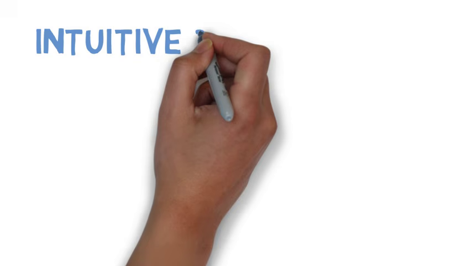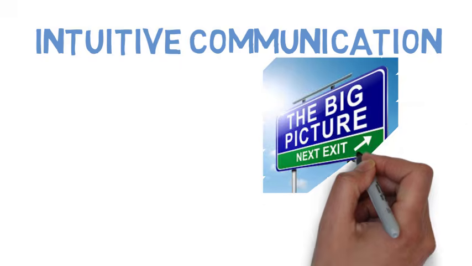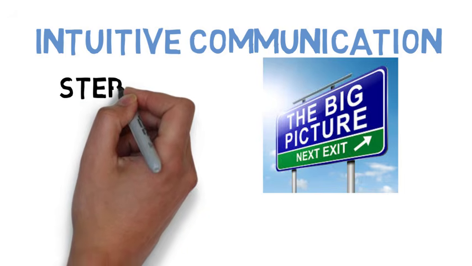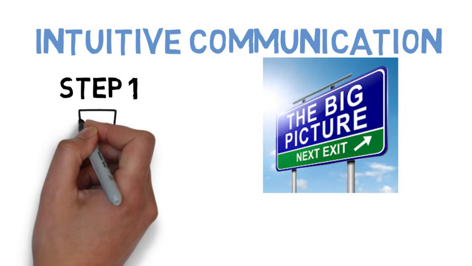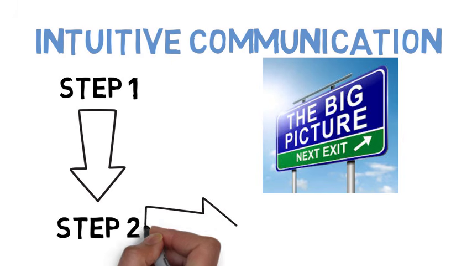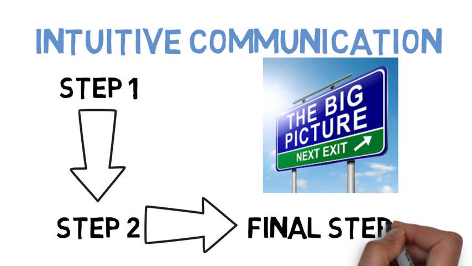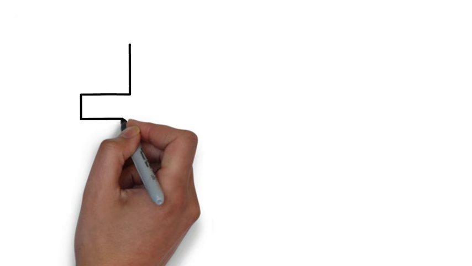The third style of communication is intuitive communication. Intuitive communicators generally like to focus on the big picture. They avoid getting bogged down in details and cut right to the chase. In addition to that, intuitive communicators often don't talk in an orderly or step-by-step manner when explaining things. They may give you a few details or steps initially, but oftentimes they'll jump right to the final step or the ultimate goal of the process.